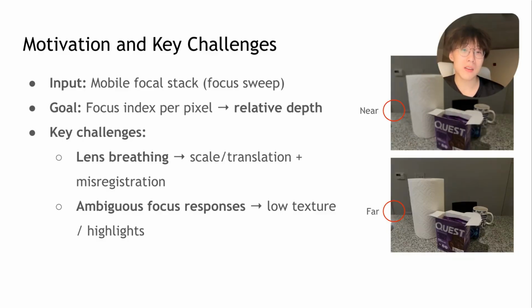And second, many regions have weak or ambiguous focal responses, especially in low texture areas or highlights, which makes the per-pixel argmax unstable. The right side shows an example. We see that those circled areas show different shadow shapes, demonstrating lens breathing does exist.